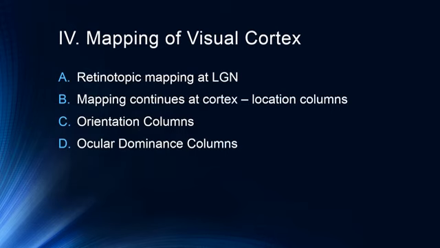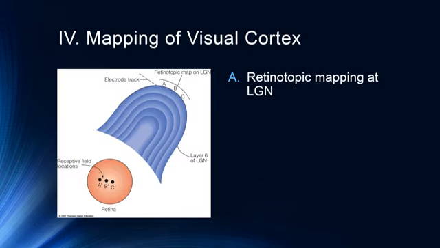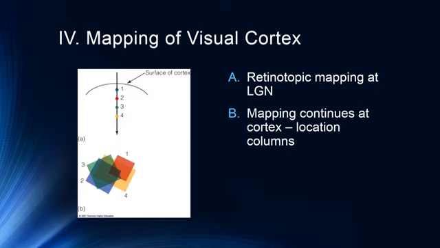So I want to turn next to talking about how we map out the visual cortex. We'll review quickly the lateral geniculate nucleus of the thalamus and its retinotopic mapping, and talk about how that mapping continues at the cortex, then orientation columns, and then ocular dominance columns to see how this is all put together. First, we have retinotopic mapping from the retina to the lateral geniculate nucleus in the thalamus. We continue mapping the retina at the level of the LGN, which we talked about in the previous lecture. That mapping then continues to the cortex at specific locations.